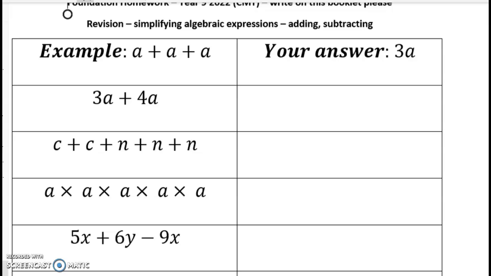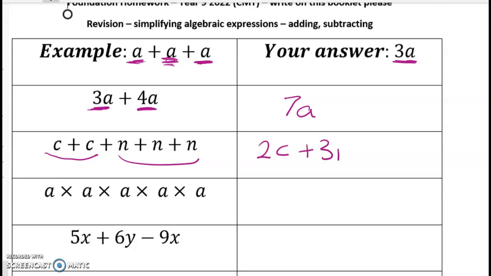You're especially all understanding the idea of like terms, which is that if I've got the same exact combination of letters, so here I've got an A, another A, and another A, I can combine them. So I've got 3 lots of A. So for this next one here, I've got 3 lots of A plus 4 lots of A. That gives me 7A. In the next one, I can put the C's together and I can put the N's together. So that gives me 2C plus 3N.